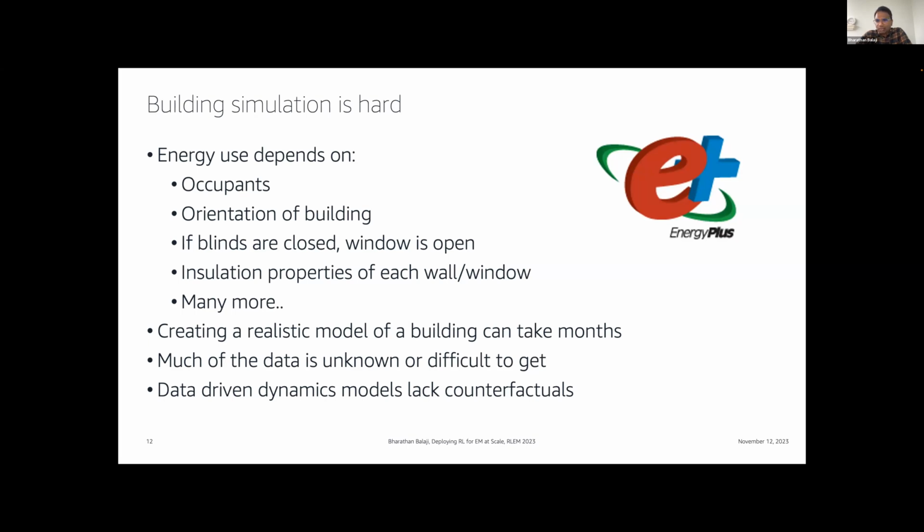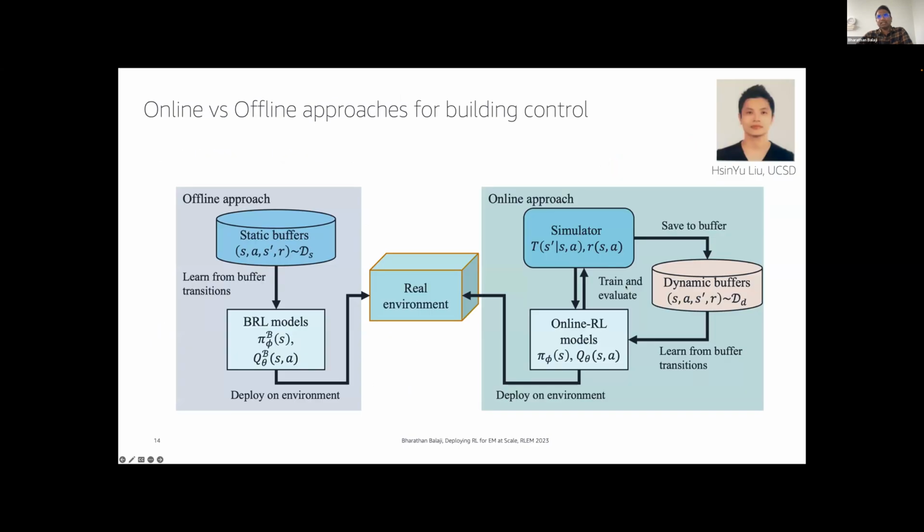So there are a whole bunch of solutions being proposed. I'm going to go in the line of work that we have done a bit, but there are also fast simulators being developed by other people in the community. The solution that we went to was, what if we get rid of the simulator altogether? In the online approach, what we're doing is training an RL agent against a simulator. That simulator is calibrated to the real building. Therefore, once the policy is ready, you can deploy it to the real building.